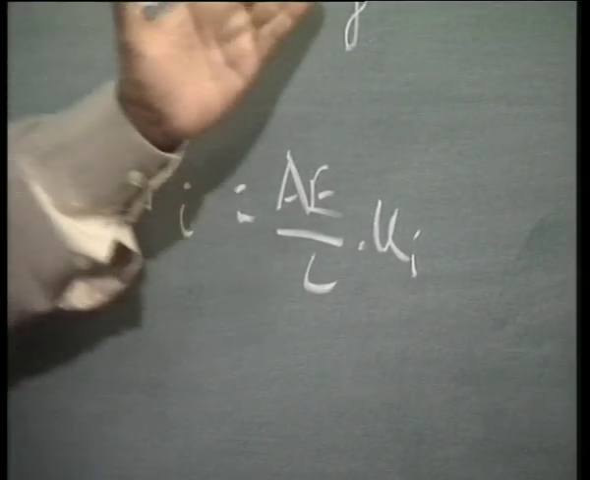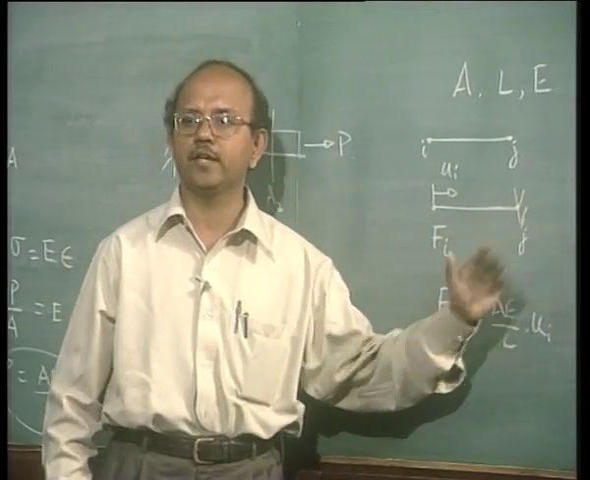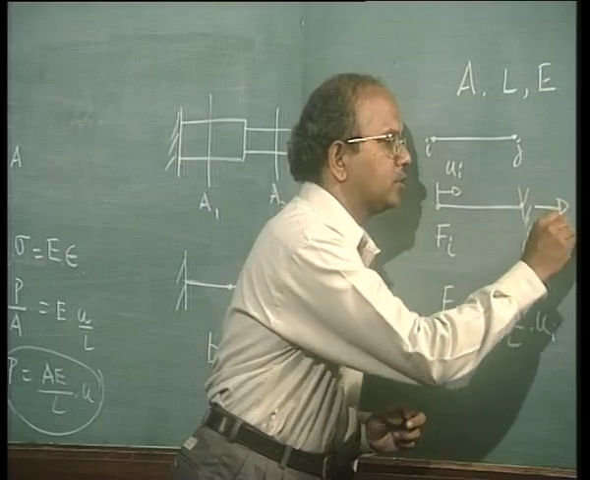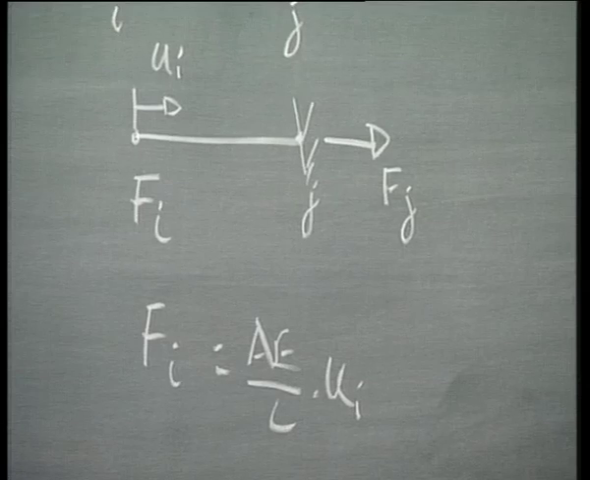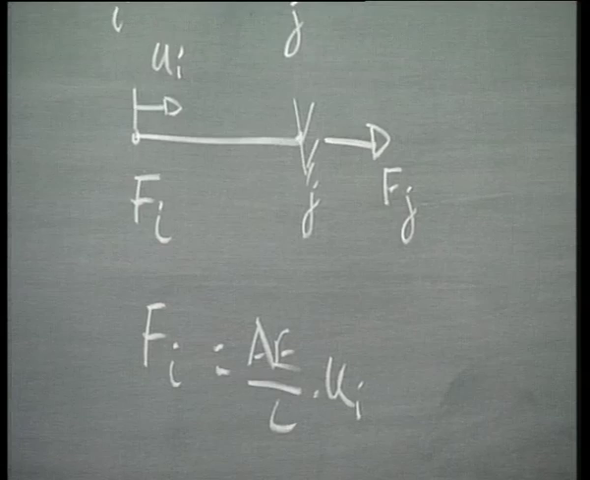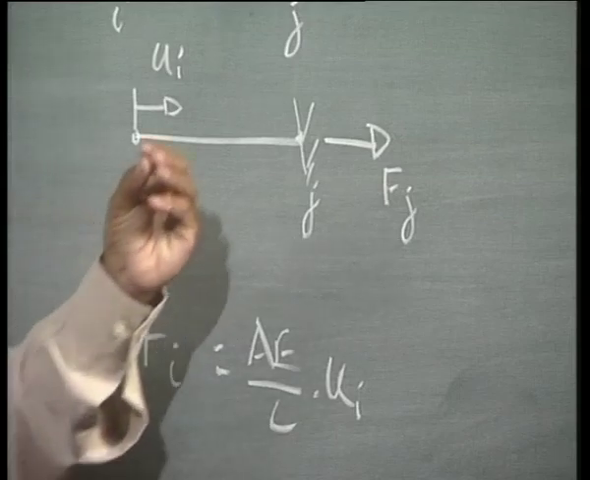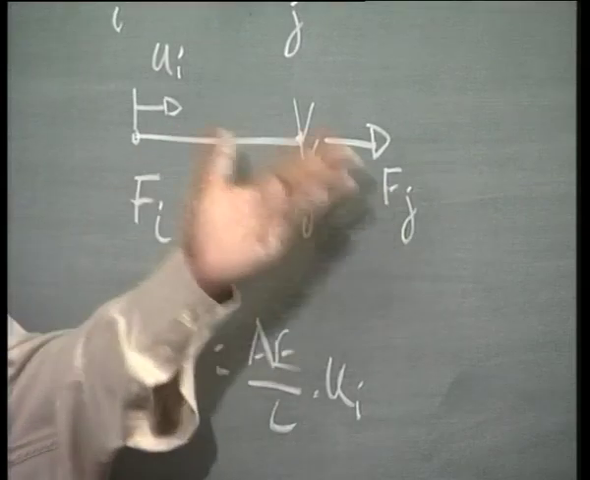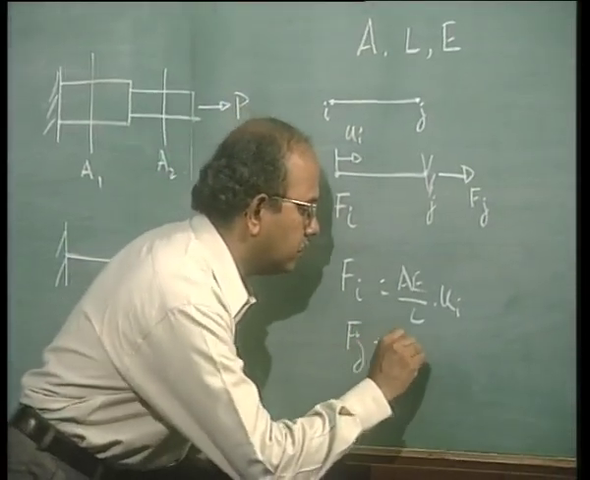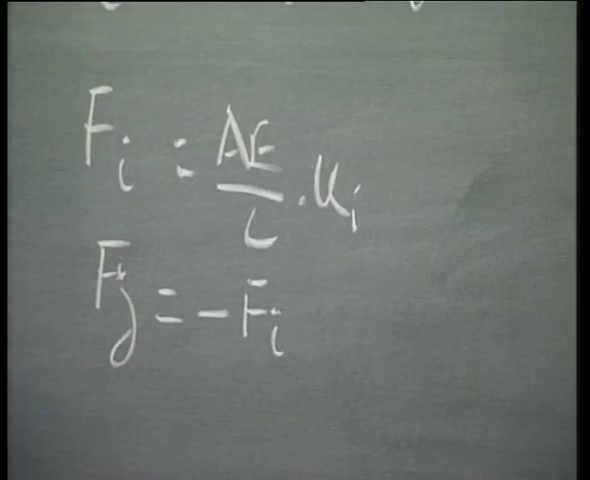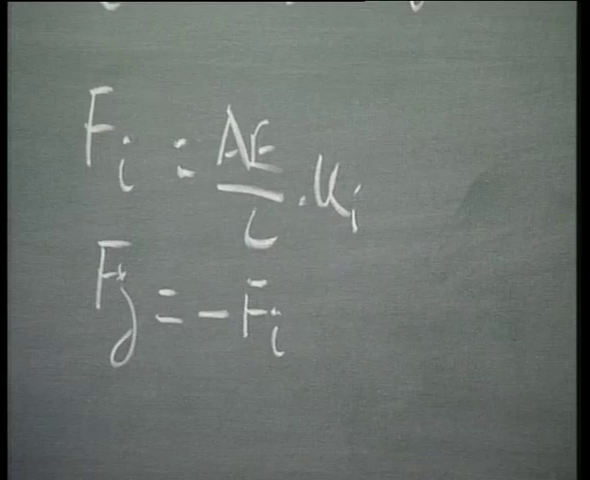Obviously, when I fix this, j is going to take a reaction, or in other words, there is also a force acting at j. Let me call this Fj. From my elementary strength of materials, I know that Fj is a reaction, and that it is opposite to Fi and of equal magnitude. That is right. So, Fj is equal to minus Fi. That is the first step.